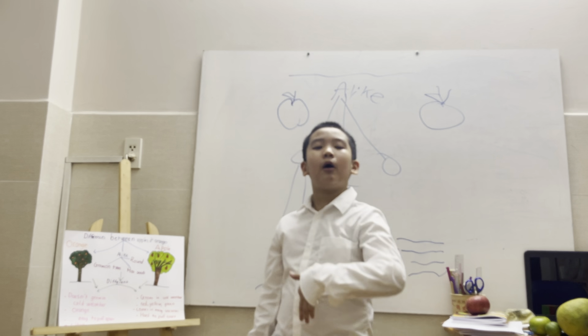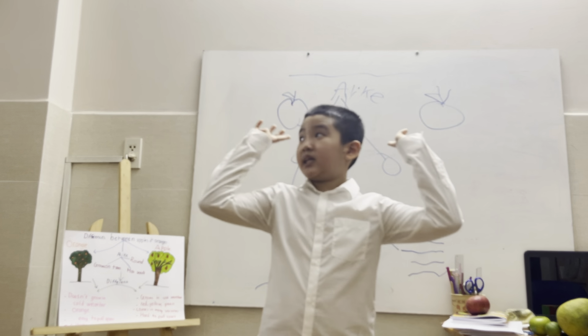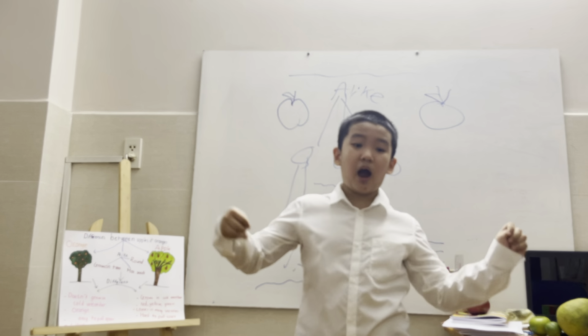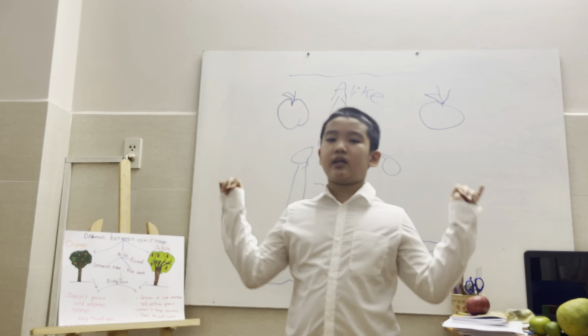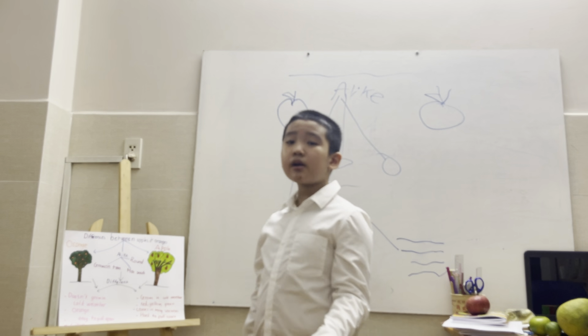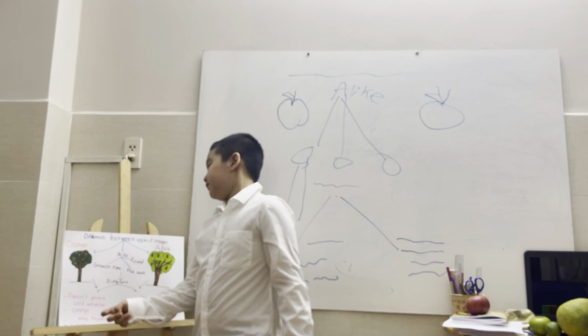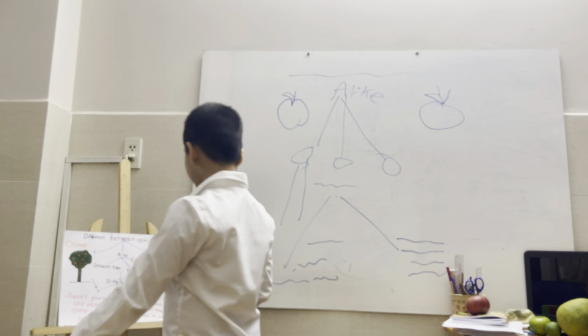What is easy to pull apart? 10, 9, 8, 7, 6, 5, 4, 3, 2, 1, 0. Have you found the answer? Well, the answer must be oranges are easy to pull apart.